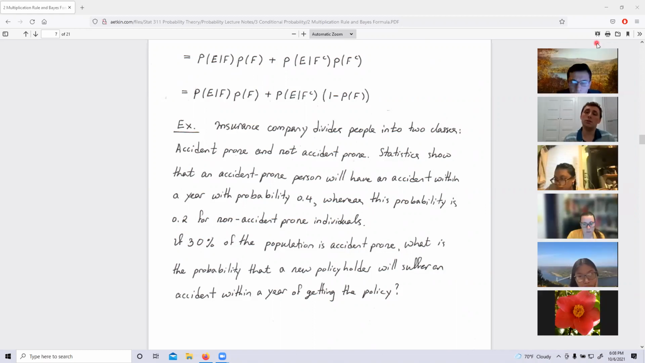You understand? So the insurance company wants to understand how likely it is that this new person that we don't know will have an accident. And of course, that depends on whether the person is accident prone or not. So that's why we consider it.